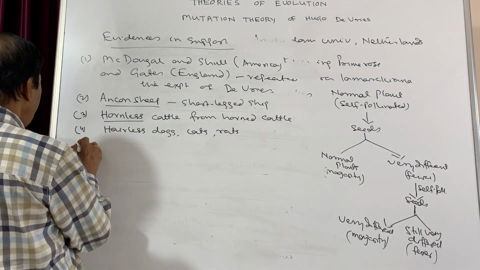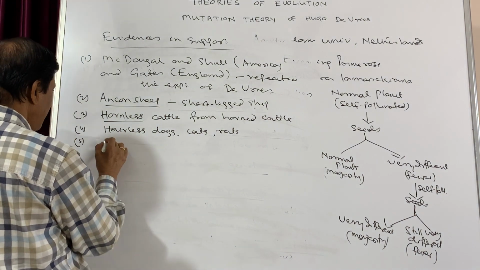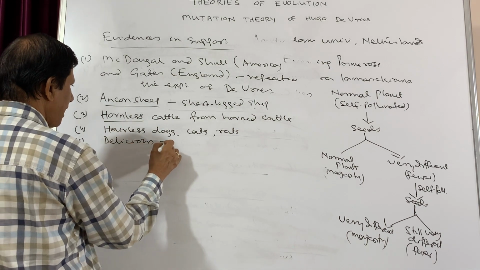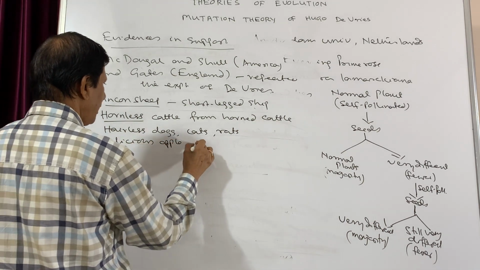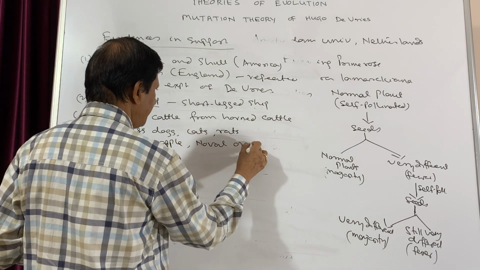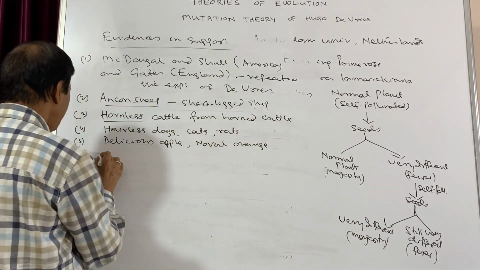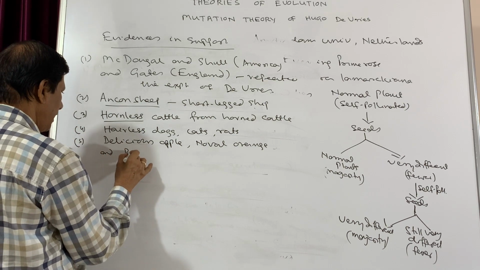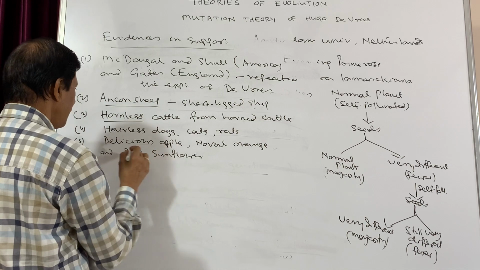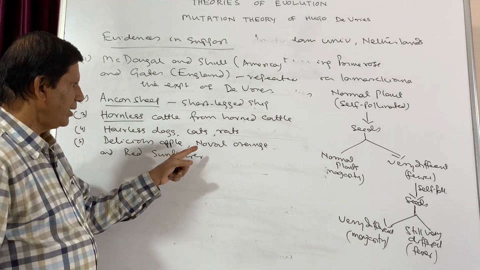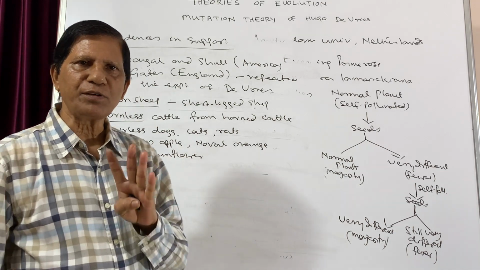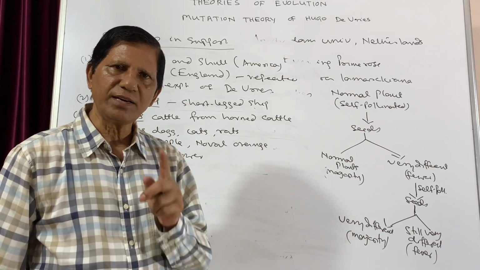Then the next point is again very important. Delicious apple, navel orange, and red sunflower. Delicious apple, navel orange, and red sunflower. These three types of plants have been obtained as a result of a mutation.